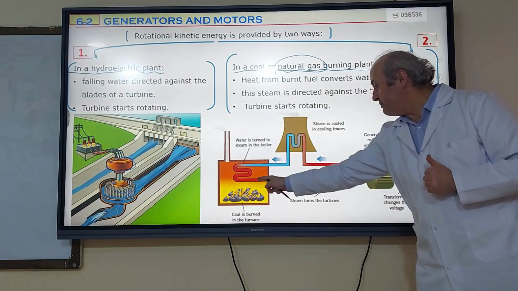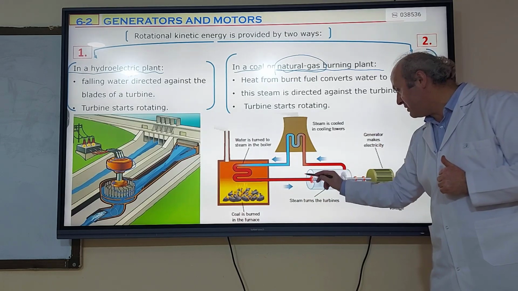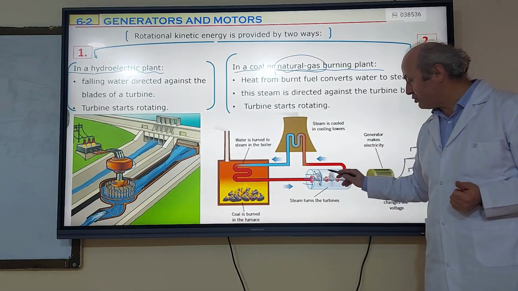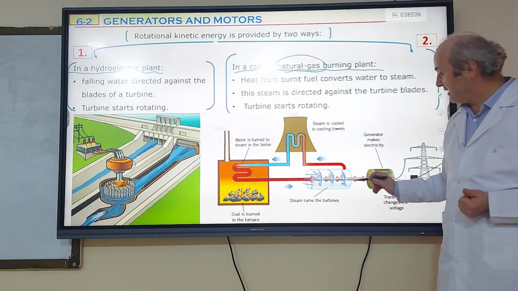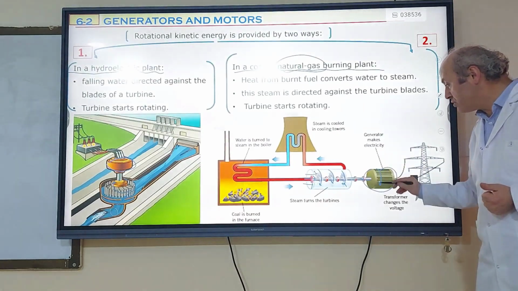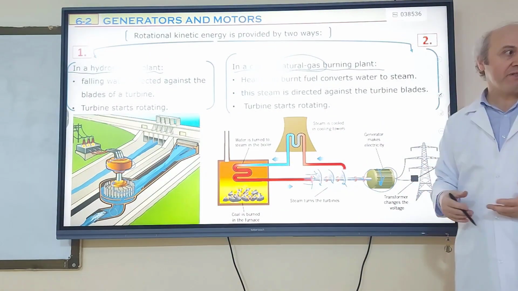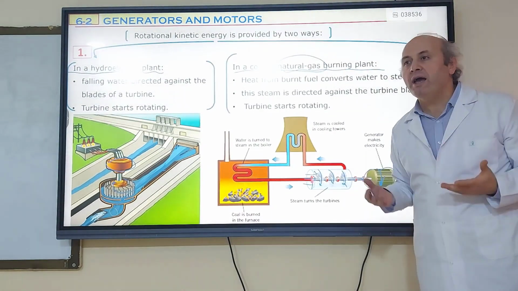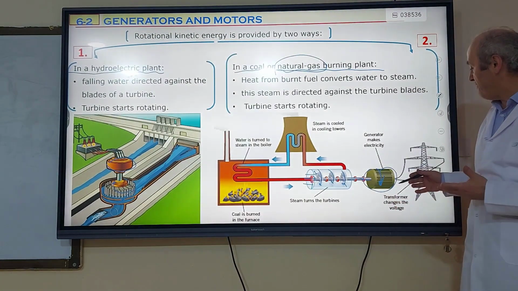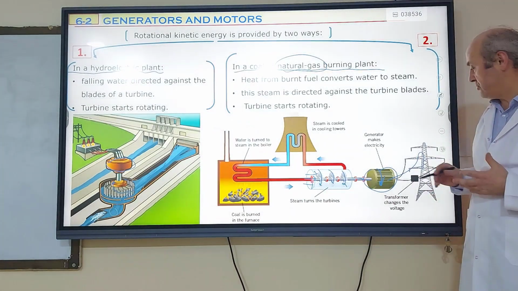After that, steam starts to blow against these turbines like a wind blows against a windmill. This turbine starts to rotate. And after that, you are going to attach this turbine to the generator's coil, and the coils of the generator will rotate. As the coils of the generator rotate, the magnetic flux through the coil is changing, so it induces a current and makes EMF, and then we are going to get it in houses.